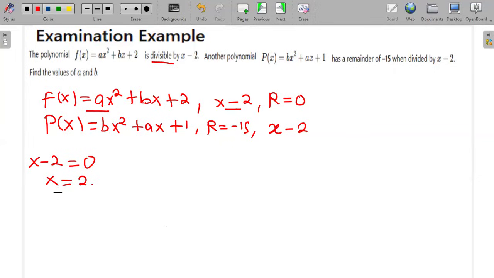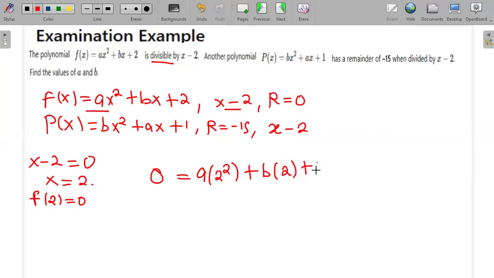So meaning that, okay, since the remainder is 0 here, it means that f of 2 is going to be equal to 0. Okay, so here f of 2 is 0, which equals, since this is f of 2, wherever there's x, I'm putting 2. So that is a times 2 squared plus b, where there's x I put 2, and then plus 2. So this will be 0 equals 2 squared, that would be 4a plus 2b plus 2.